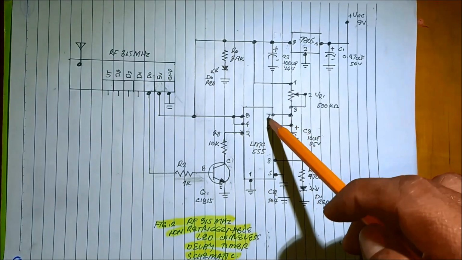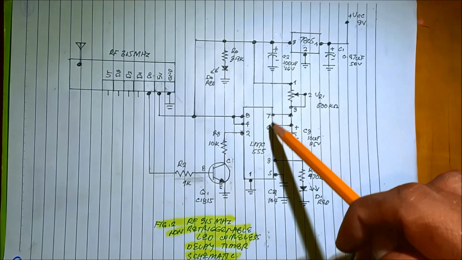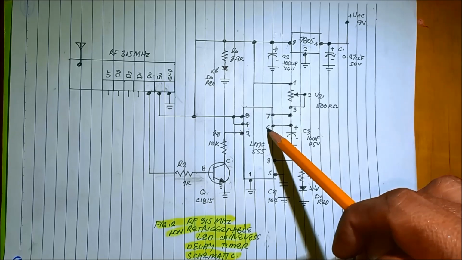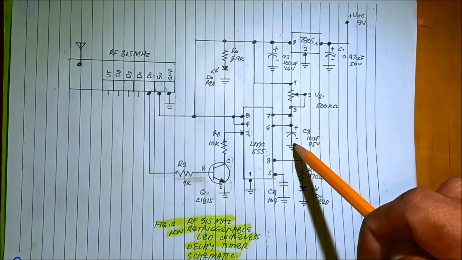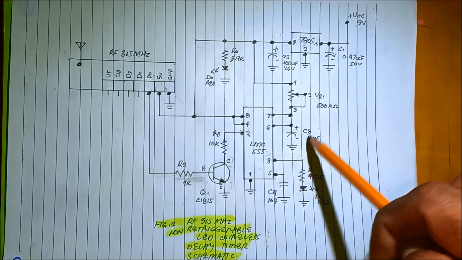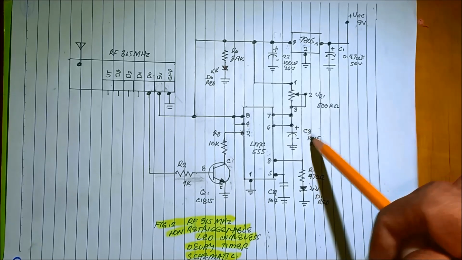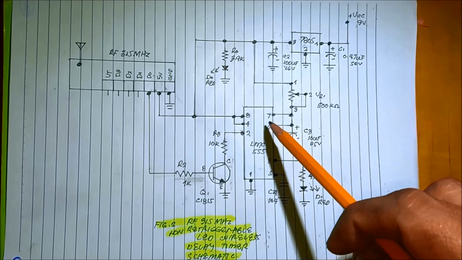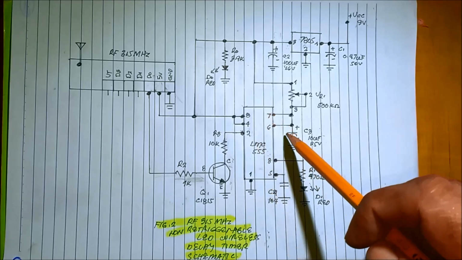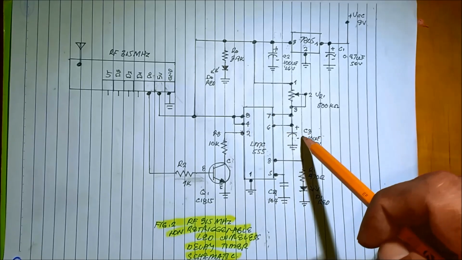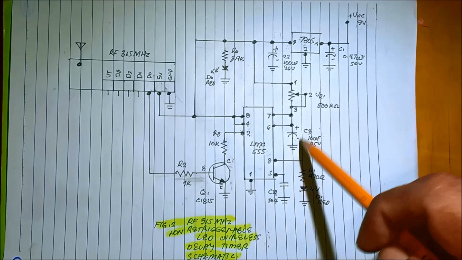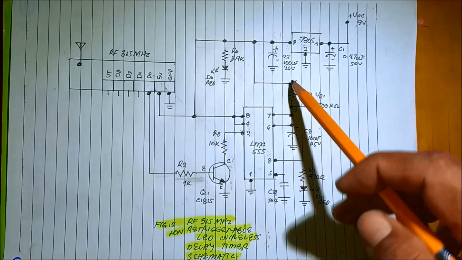And then pin number 7 is the discharge pin. Pin number 6 is the threshold, connected to the capacitor. What's the use of this capacitor? This is the one controlling the timing of the LED, holding the period in which the LED is on.